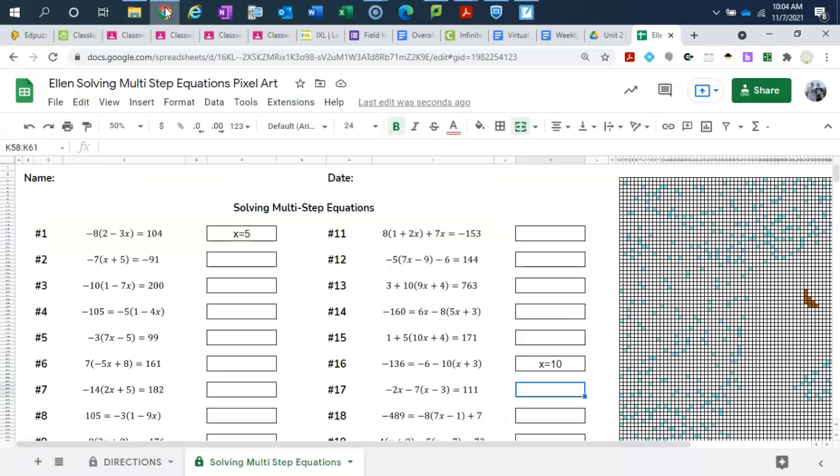I'm going to go back to my pixel art, and I'm going to type in x equals negative 10. And I'm going to click in another space. There we go. So you guys are going to finish all of these problems. Your picture will be totally filled in, and then you need to upload your work or show it to me. Let me know if you have any questions.